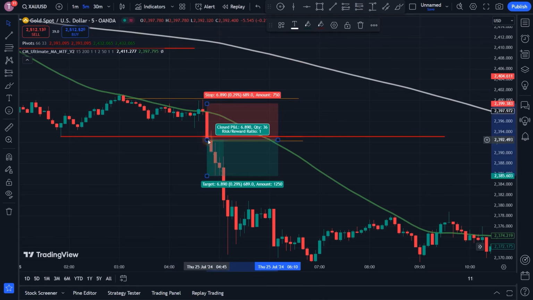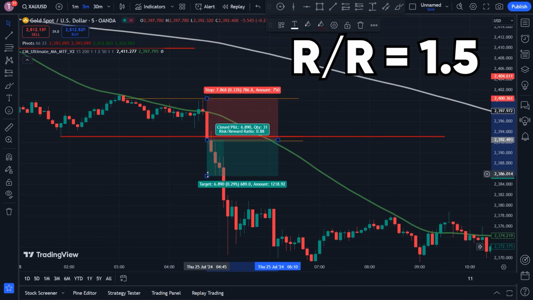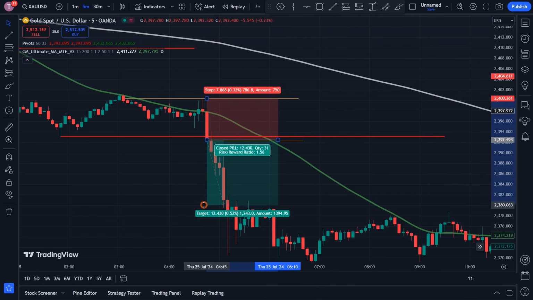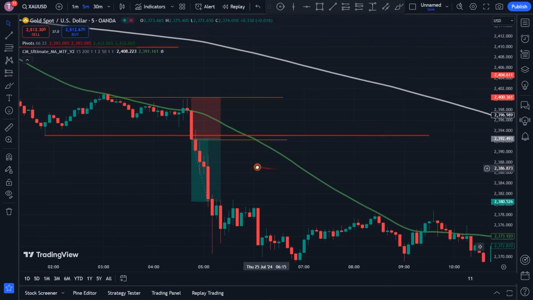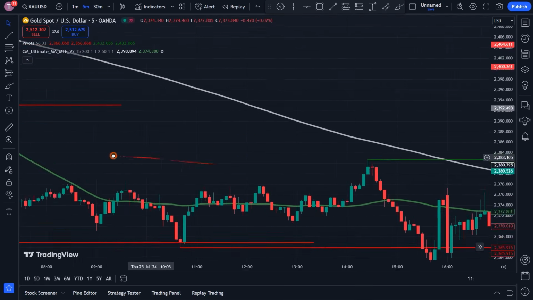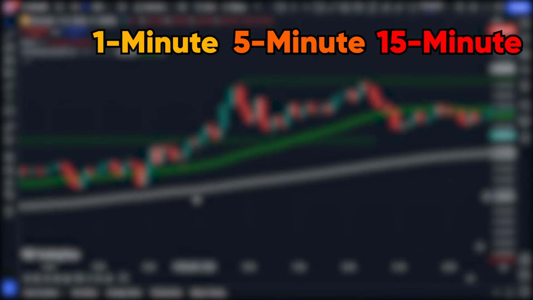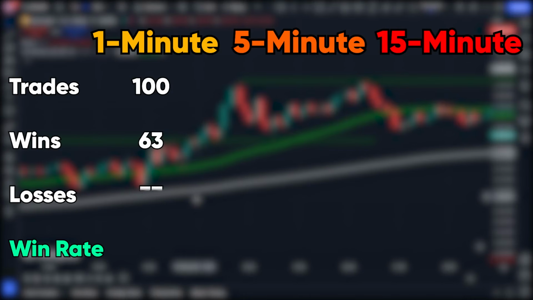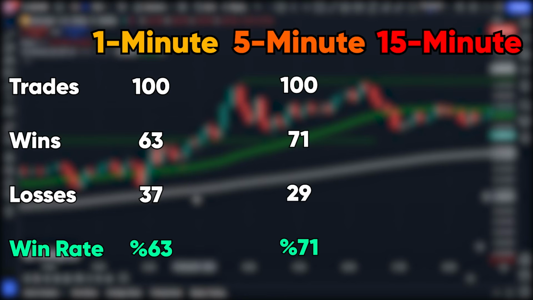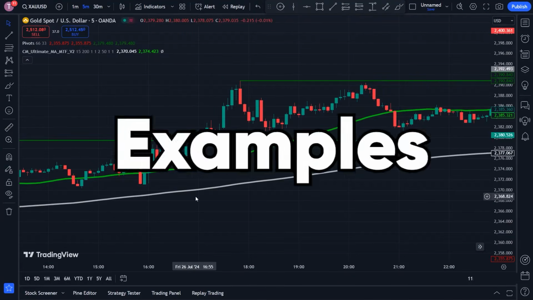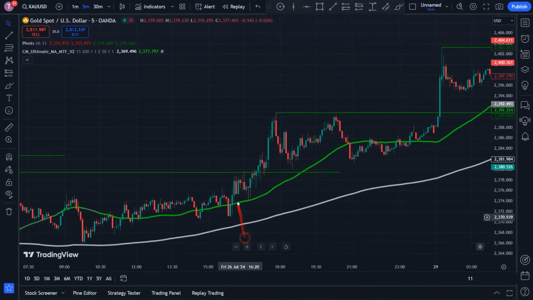Now we can open our sell trade and consider a risk to reward ratio of 1 to 1.5 for our take profit. Now all we have to do is wait for the trade to close with a profit. As I mentioned at the beginning of the video, you can observe the results and win rates of this strategy in the 1 minute, 5 minute, and 15 minute time frames. Next, I'll provide a few more examples so you can fully understand this scalping strategy.